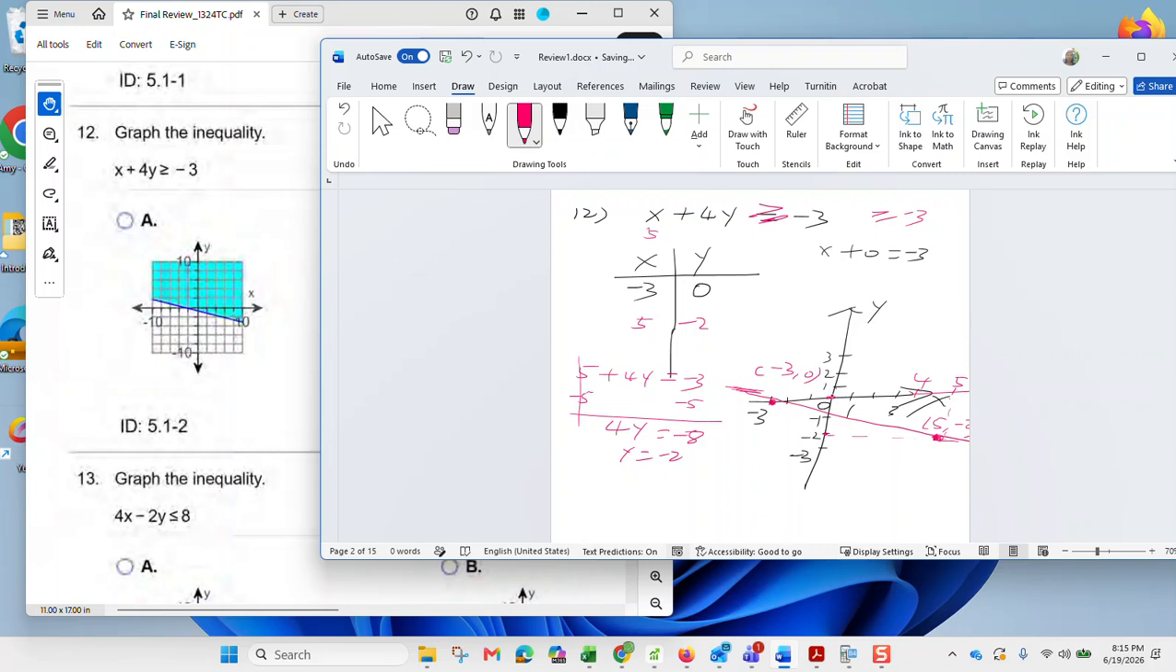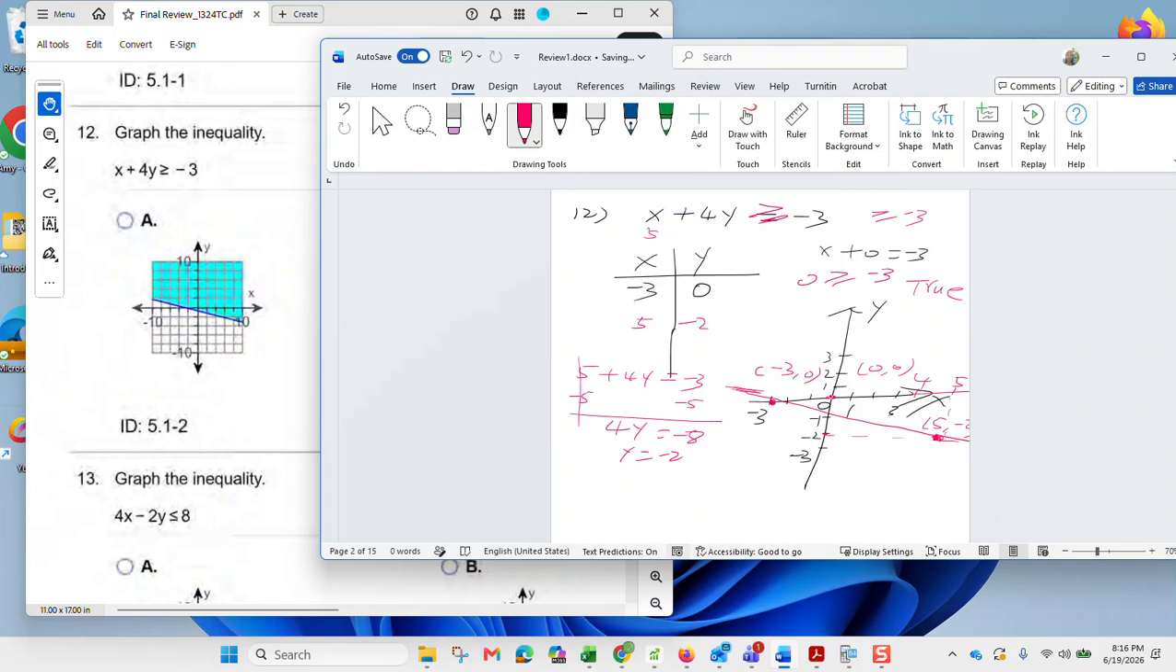Since this graph does not pass through (0, 0), I'm going to use (0, 0) because that's really easy to calculate, right? So when x equals 0 and y equals 0, the left-hand side will be 0. Is 0 greater than or equal to negative 3? Is this true? The answer is yes. That is correct. That is true.